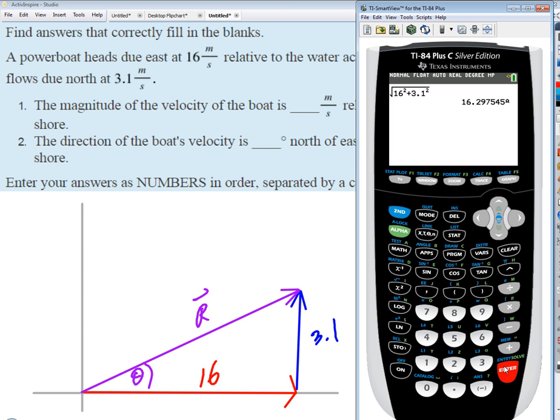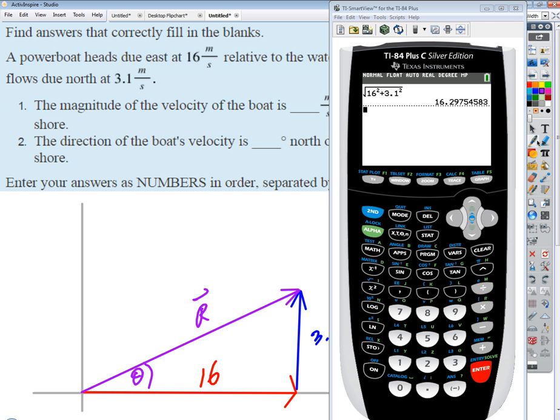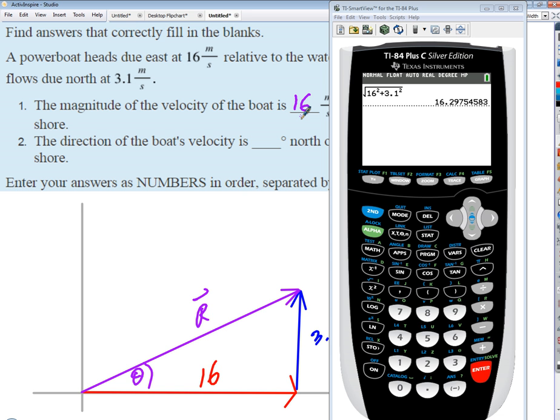And 16.29. It looks like we've only got how many significant figures? Two. So what's that going to be? 16. Good. Okay. What about finding the angle? Okay, I got to do arctangent, don't I?